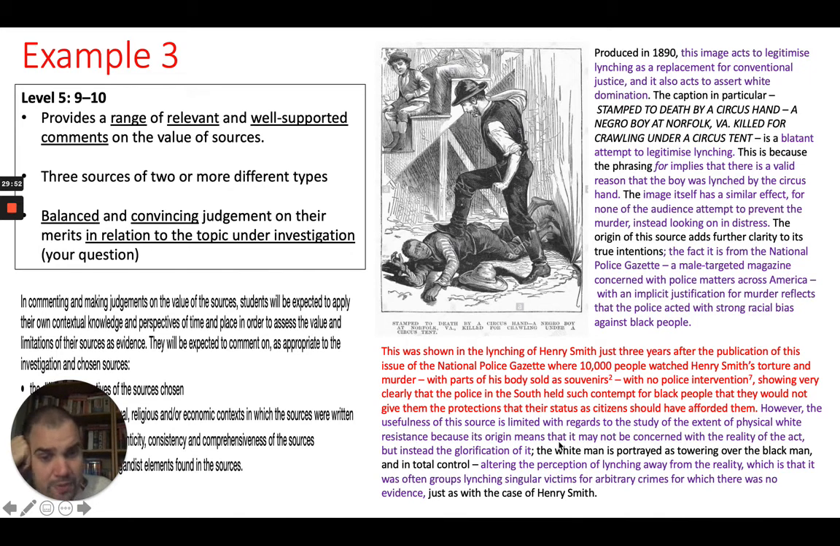So this is because its origins means that it may not be concerned with the reality of the act, but instead the glorification of it. The white man is portrayed as towering over the black man and in total control, altering the perception of lynching away from the reality, which is that it was often groups lynching singular victims for arbitrary crimes for which there was no evidence, just as was the case with Henry Smith. So again, he's saying this is potentially a misleading source because it could be misrepresenting the reality of lynching, and he links that fact back to who the source is by, because obviously we know lynching normally wouldn't be one white man standing over a black man with his boot on. It would be a very large group of white men pouncing on a single African American and then lynching them. So it's potentially a misleading source.